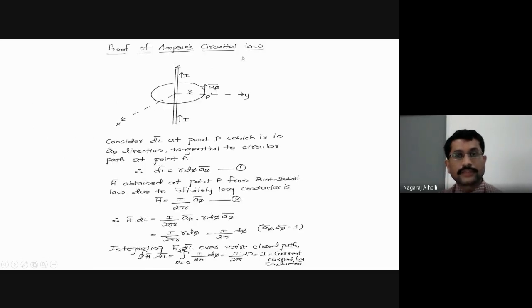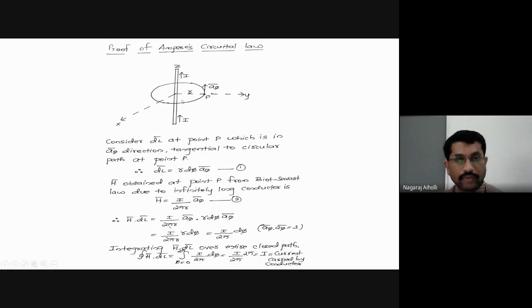This is the proof of Ampere's circuital law, very important from examination point of view. Many times it has been repeated in the examination. Consider dl bar at point P here. Now, if we consider this dl bar, then the current carrying element is placed along the z axis. It is carrying the current I, and it is from minus infinity to plus infinity. The radius is R. It is at a perpendicular distance R from the conductor which is placed along the z axis and the point P, right?